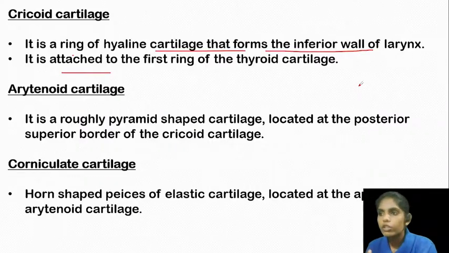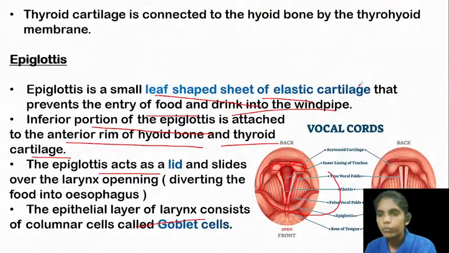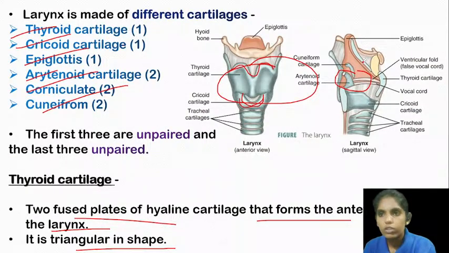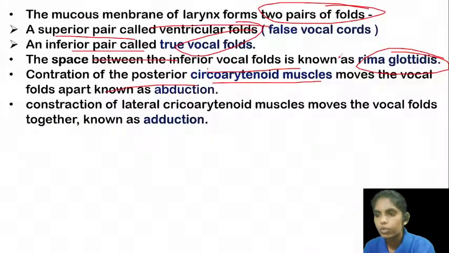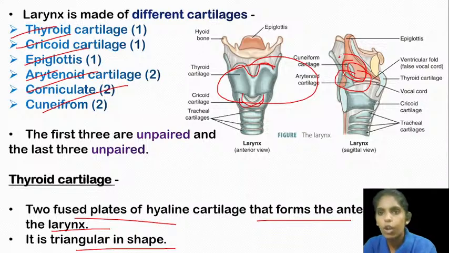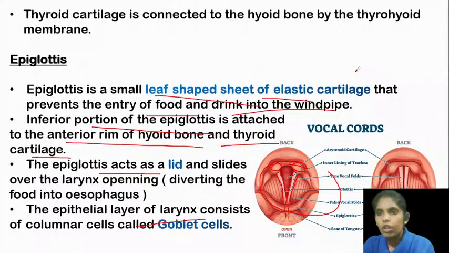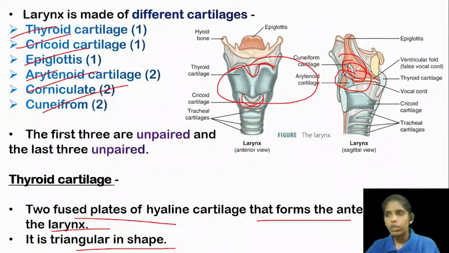Now the last cartilage is the corniculate cartilage. So this cartilage is, I will show you here. This is the cuneiform cartilage, horn shaped. These are horn shaped cartilages. So that is about the cartilages. There are, say, six types: thyroid, cricoid, epiglottis, arytenoid, corniculate, and cuneiform. These cartilages will support the larynx.